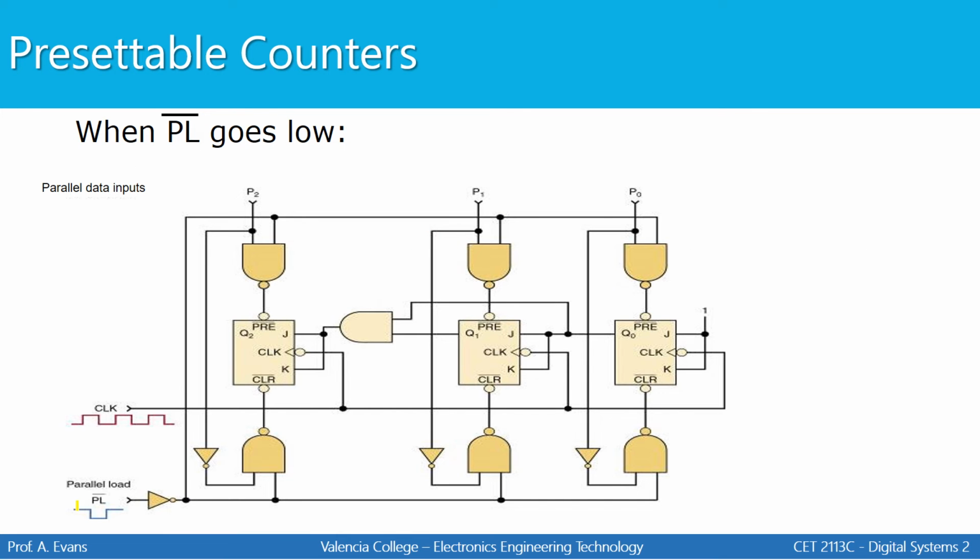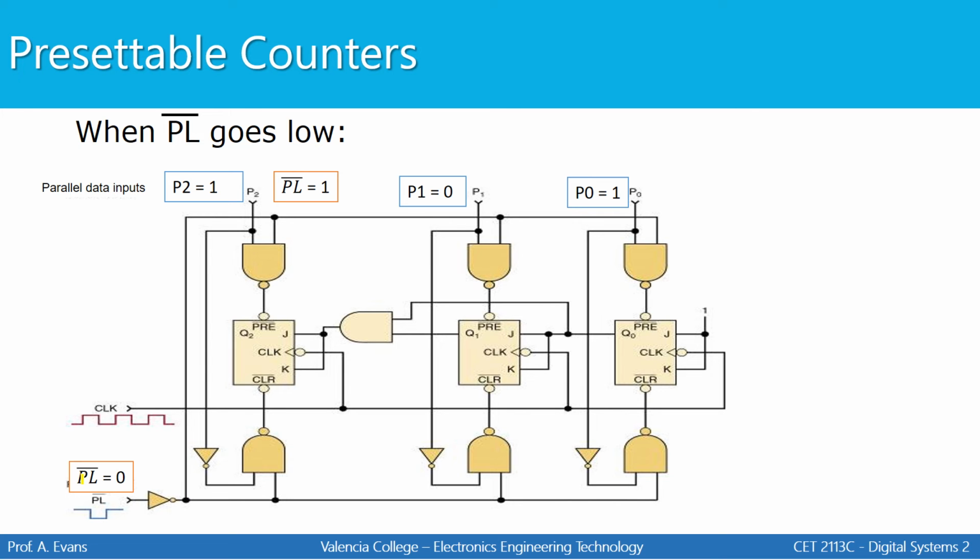So when our pulse load signal goes low, that means I'm sending a 0 in right here. Keep in mind our inputs are that P2 is a 1, P1 is a 0, and P0 is a 1. I want to load the number 101 into the counter. That's my goal. So once pulse load goes low, let's take a look at what happens step by step.